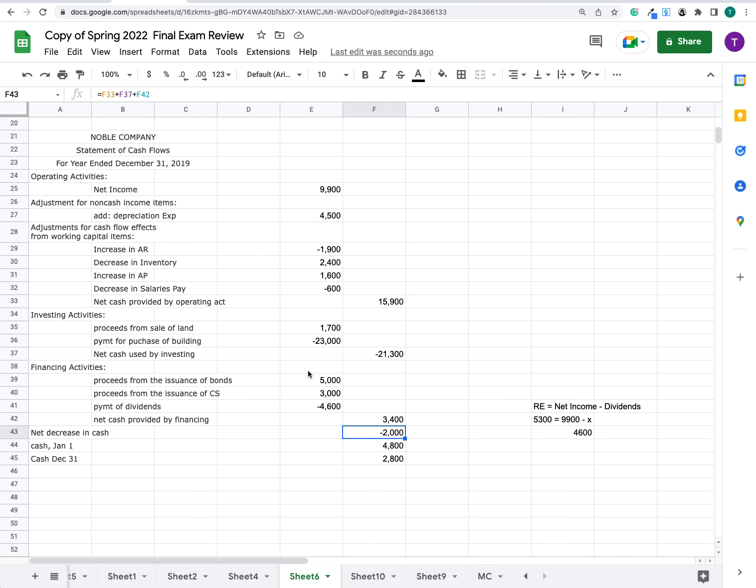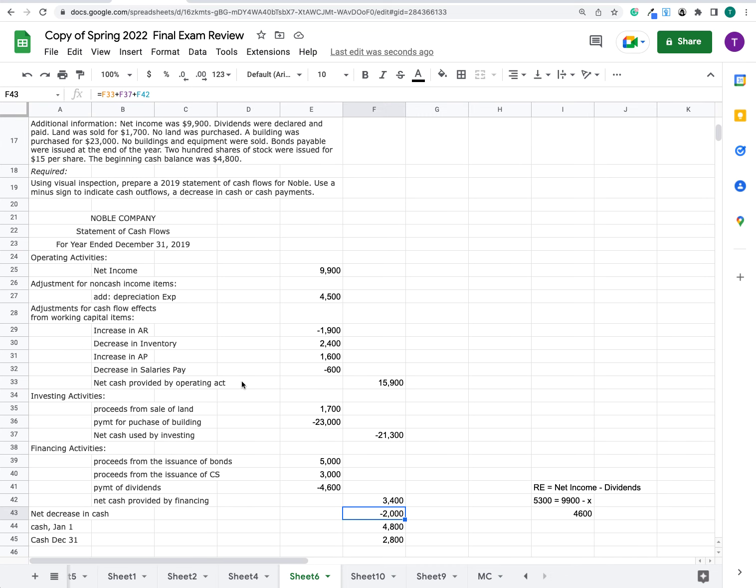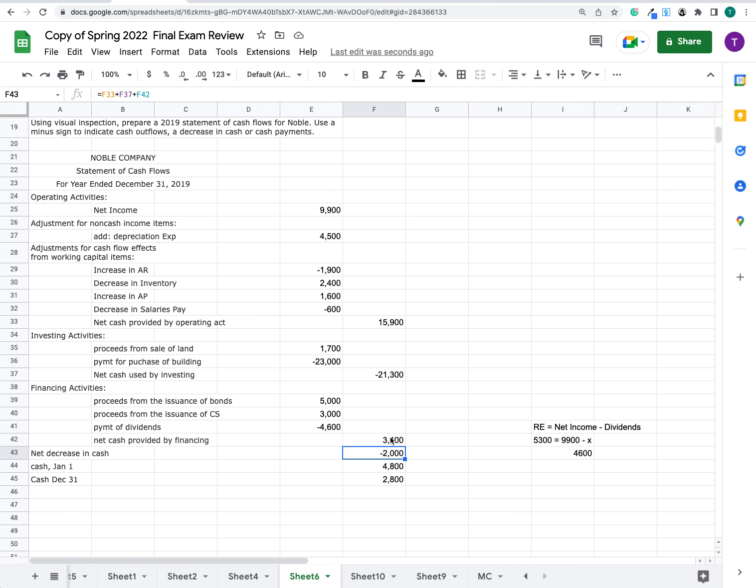And if we had an actual balance sheet that we could look at, we could confirm that the ending cash balance on December 31st is $2,800 to confirm that our statement of cash flows was correct.